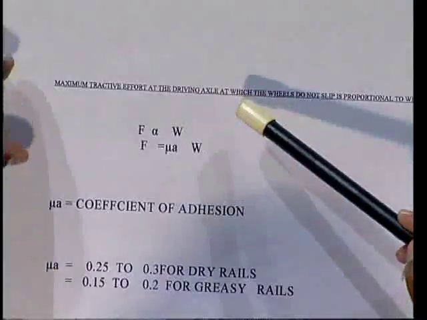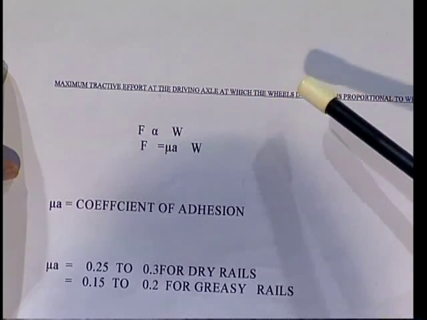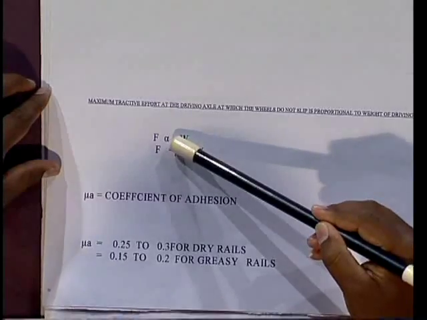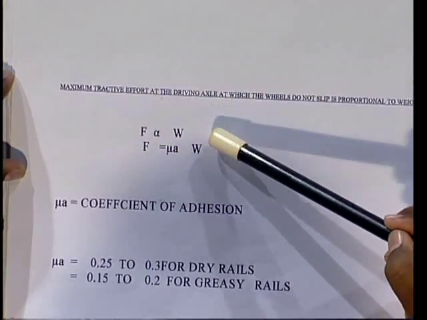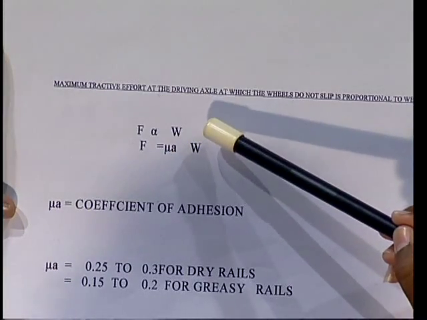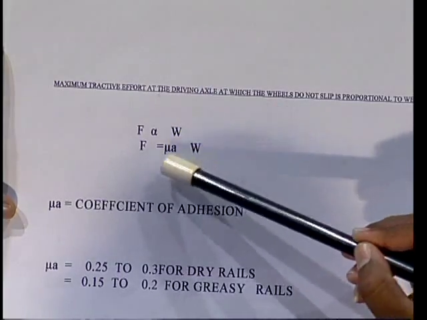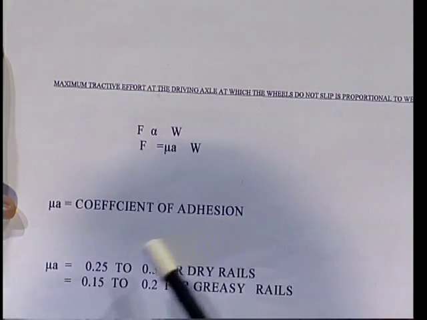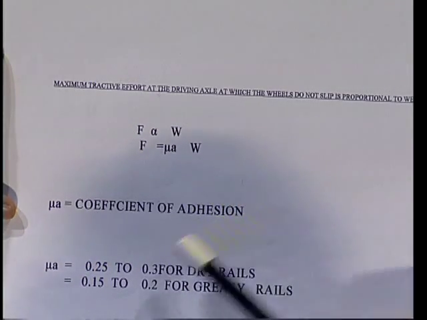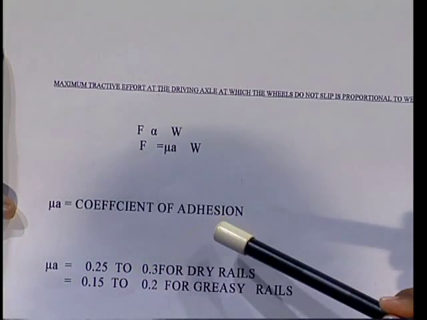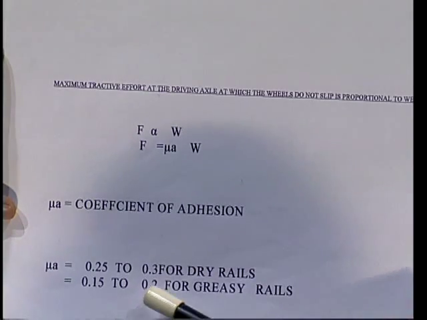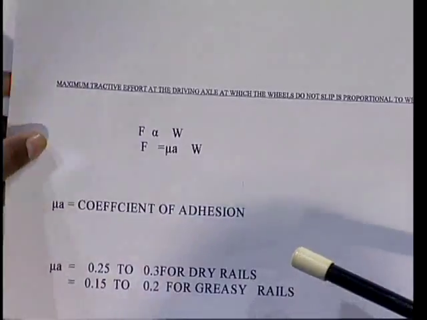That's why I have written, let us see next, that the maximum tractive effort at the driving axle at which the wheels do not slip is proportional to the weight on the driving axles. That is, F is proportional to W. Here F is the maximum tractive effort at the driving axles and W is the dead weight or adhesive weight. Next, F is equal to mu A into W. That mu A is called the coefficient of adhesion. This coefficient of adhesion varies from time to time. That is, mu A is equal to 0.25 to 0.3 for dry rails, and mu A is equal to 0.15 to 0.2 for greasy rails. Let us see next.